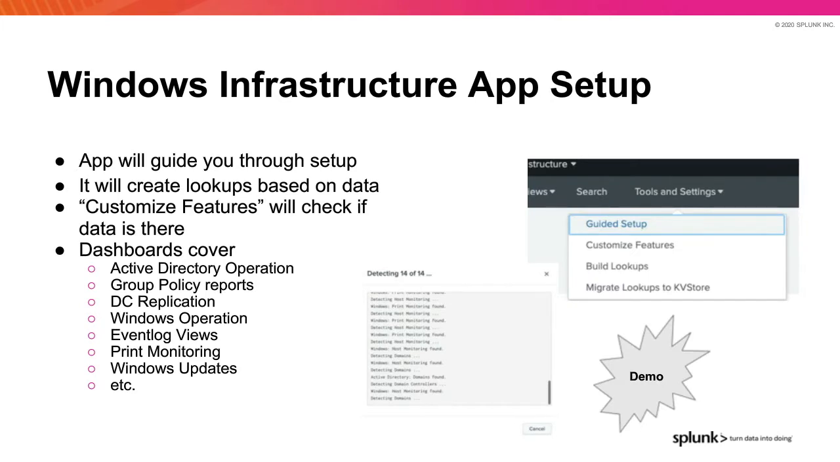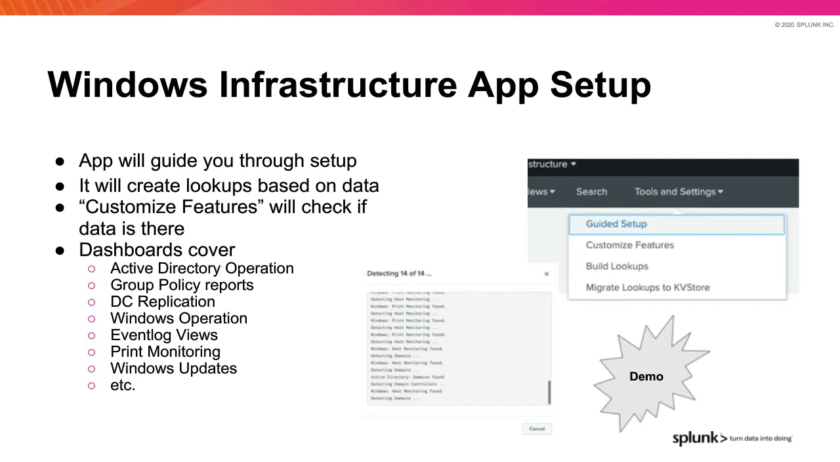The Windows infrastructure app needs to be set up accordingly, and it actually has some wizards to do this, and the app will guide you through the setup. It will create some lookups based on the data. It will also do the checks of the data itself, so if there is sufficient data, for example, for certain dashboards and certain counters from the Windows TA source. This is a list of dashboards that are being covered with this app. And I'm going to show you around this app now.